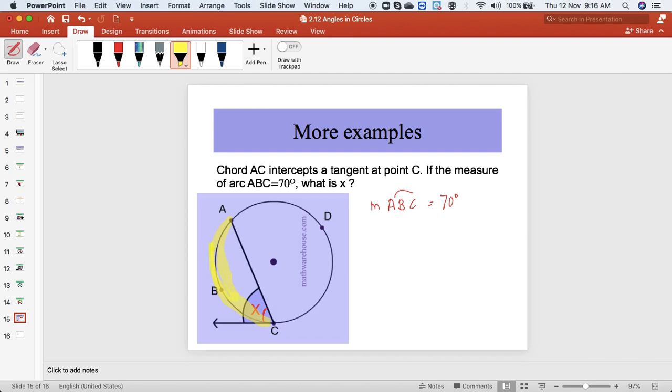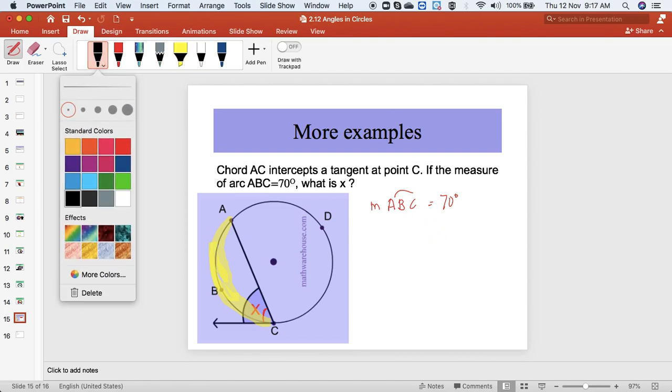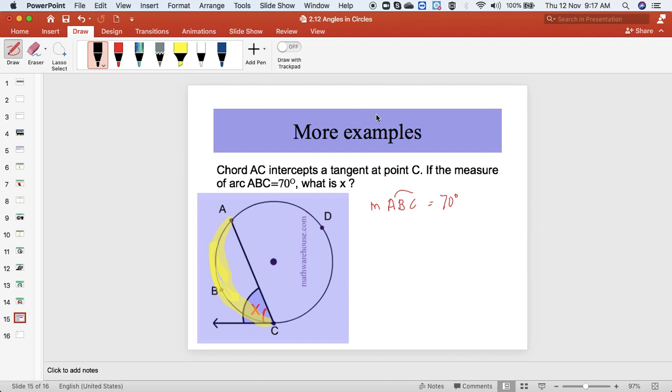Okay. So x now, or angle C, or the measurement of angle C will be half of the arc ABC. So half of 70 degrees. So the measurement of angle C is 35 degrees. So therefore, the measurement of x is 35 degrees.